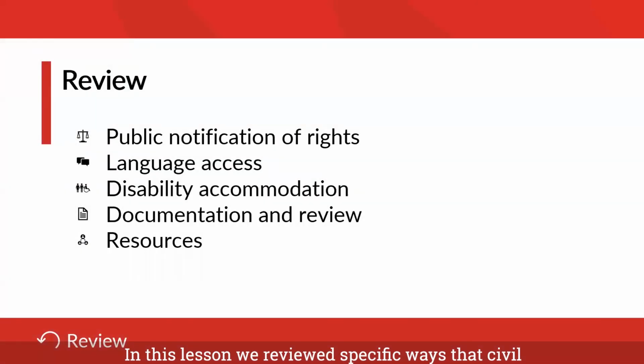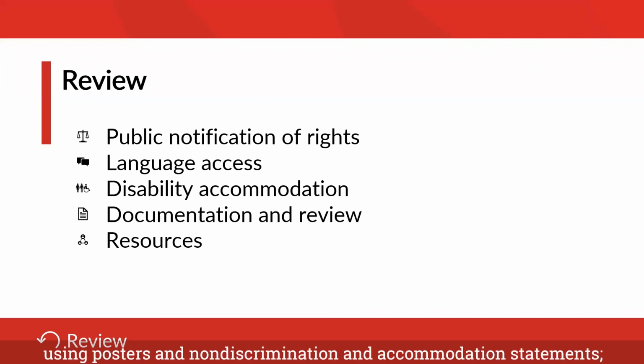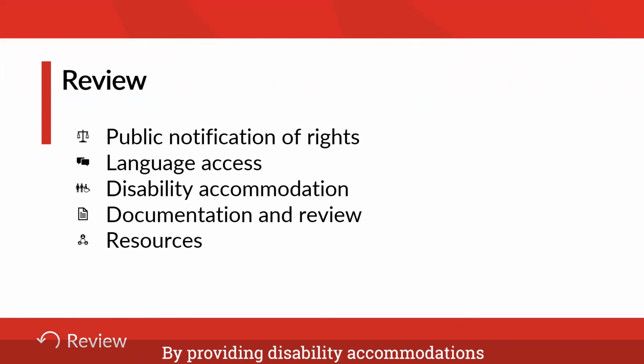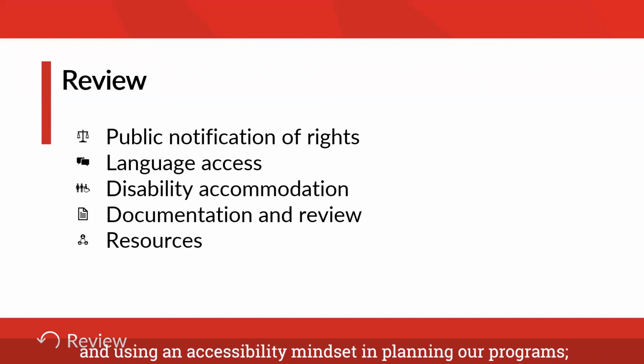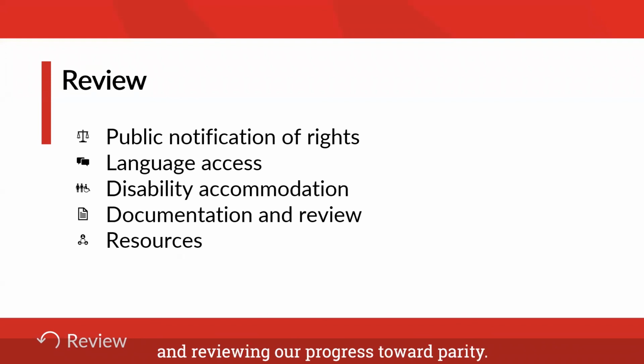Now let's review. In this lesson, we reviewed specific ways that civil rights laws are applied in Extension. By providing public notification of rights, using posters and non-discrimination and accommodation statements. By providing language access through translation and interpretation. By providing disability accommodations and using an accessibility mindset in planning our programs. And documenting our civil rights efforts and reviewing our progress toward parity.